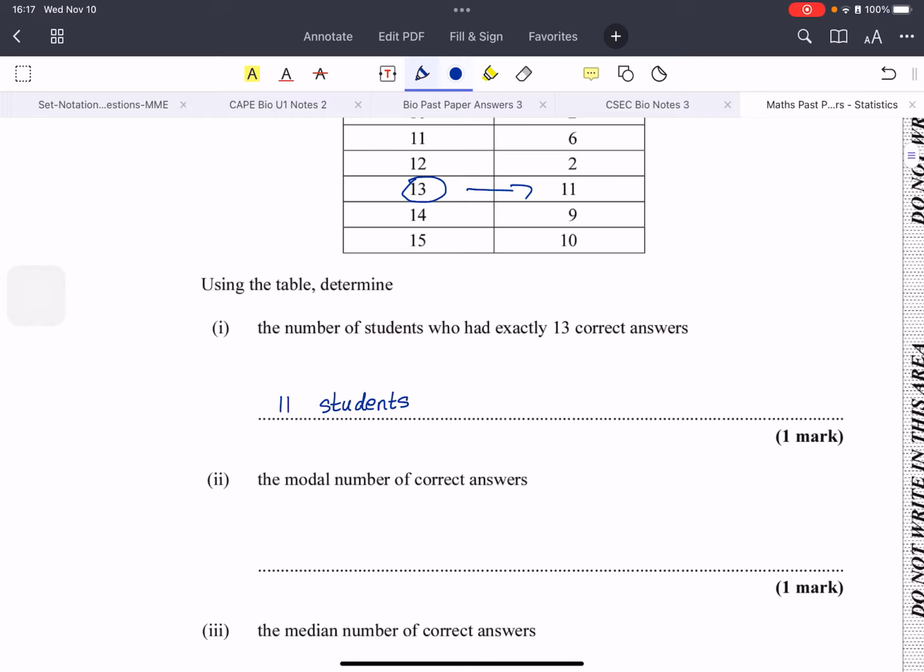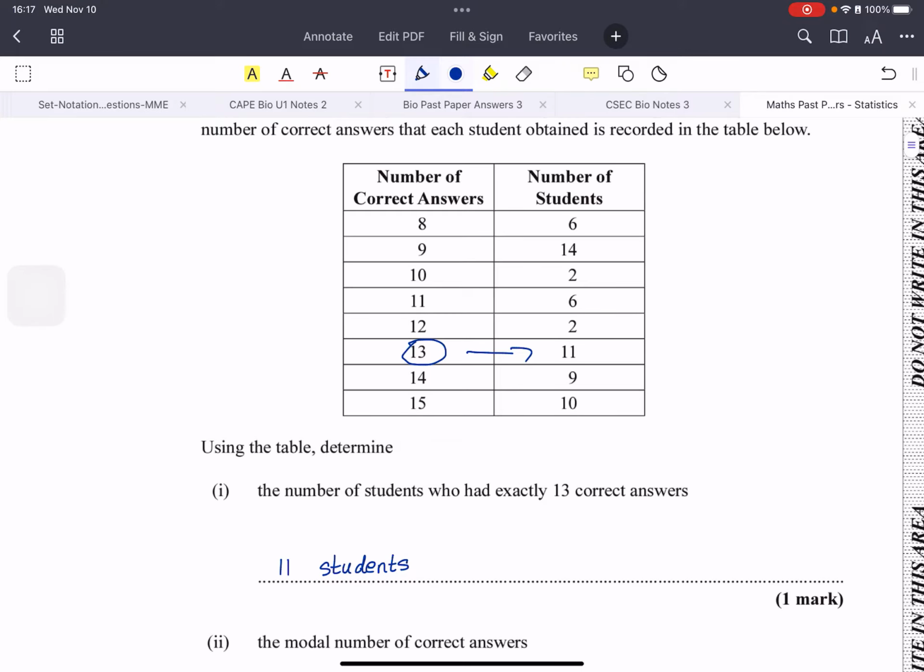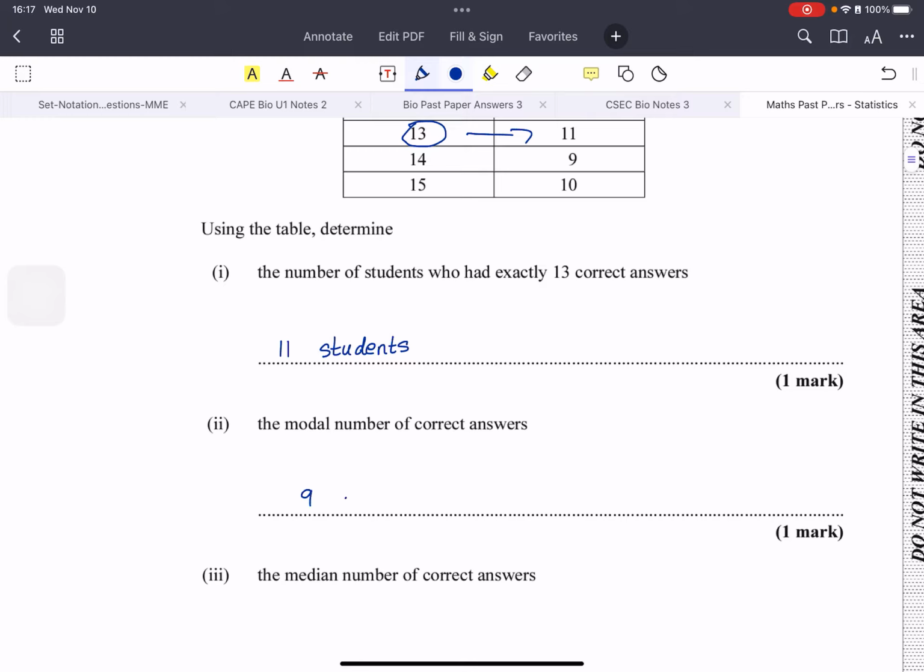Okay. The next question asks for the modal number of answers. So the mode is the value that occurs the most, okay? That has the highest frequency. So the column on the right, the number of students, is also called the frequency. We simply need to look at which number on our right hand side is the largest, and that is 14. So the number of correct answers that corresponds to 14 is 9. So 9 correct answers. That's the mode.